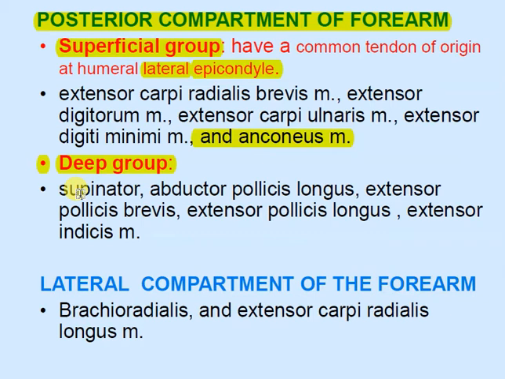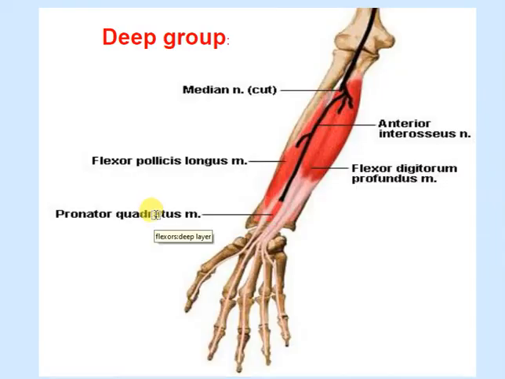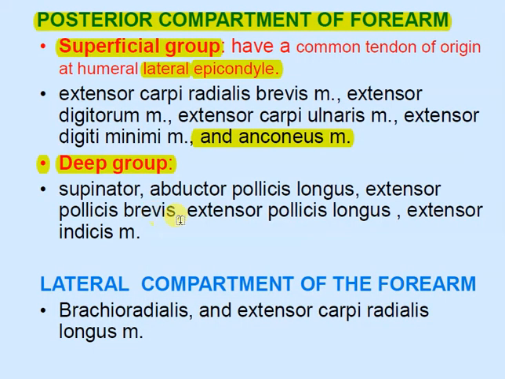Then we have the extensor pollicis brevis. So it extends the thumb, which is pollicis, but it is brevis. That means it is short. Extensor pollicis brevis. We had the flexor pollicis longus in the anterior compartment. Here we have the extensor pollicis brevis. Then we have the extensor pollicis longus.